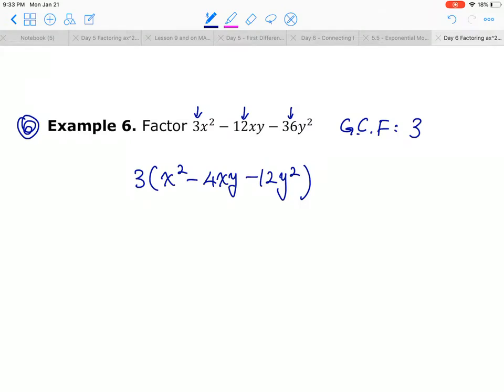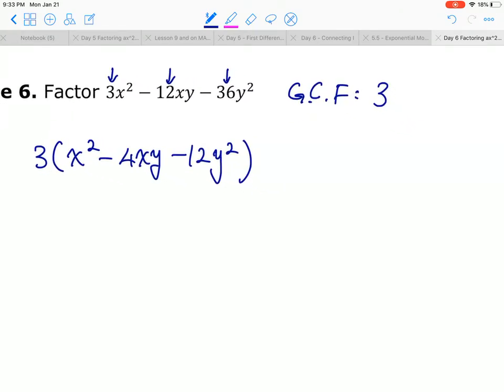And then compare your answer to mine. So pause it and then try. Hopefully you paused it. So in this case, our product is then negative 12. Now remember, your A in this case is 1, your B is negative 4, your C is negative 12.